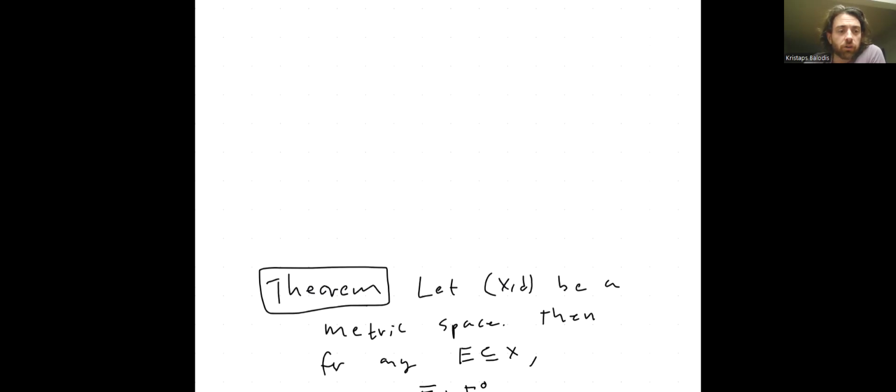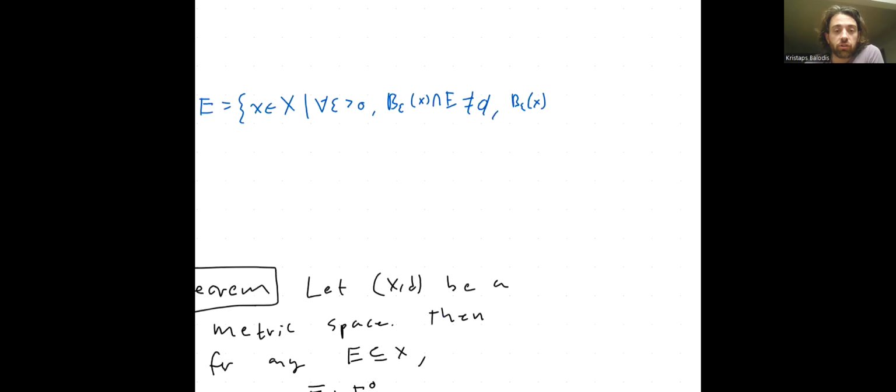So I'll just remind you of this one at least: the way we're defining the boundary, it is all those points x in X such that for all epsilon greater than 0, the epsilon ball around x has non-trivial intersection with E, and the epsilon ball around x has non-trivial intersection with the complement of E. Right. Okay.